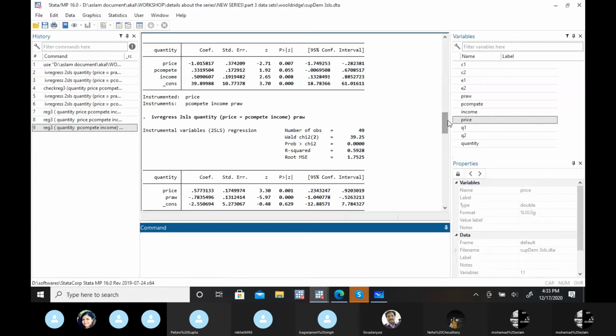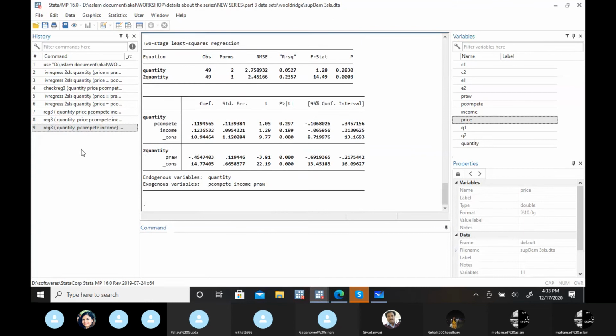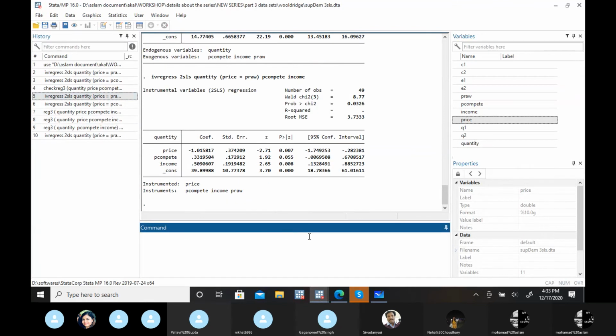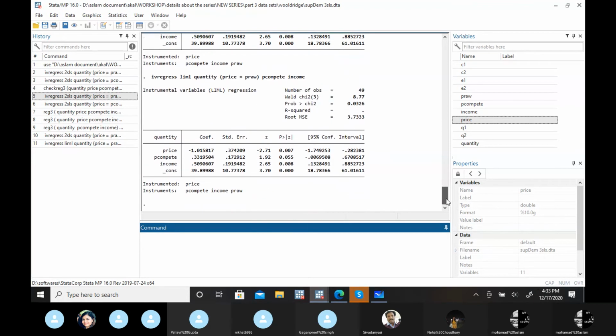So this LIML method, let's suppose this equation I'm estimating with 2SLS. If you want these results with LIML, then specify here the limited information maximum likelihood method. You will get more or less the same results with 2SLS and LIML.